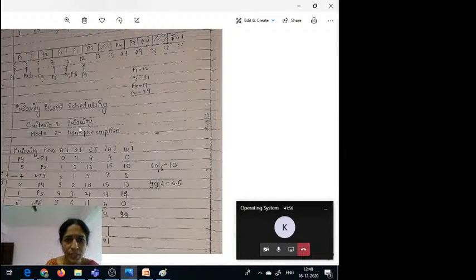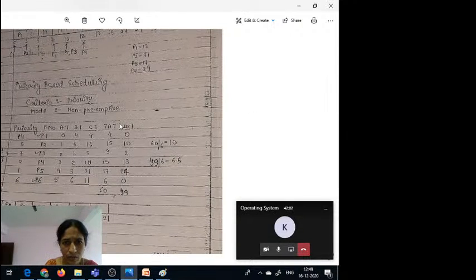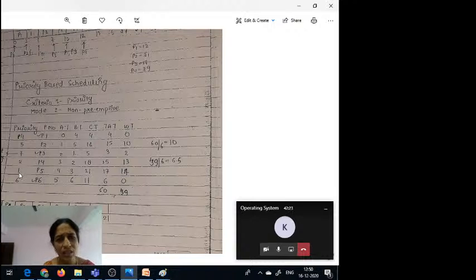Observe here, this is a non-preemptive version of priority scheduling. So in this case, the criteria is priority scheduling, and the mode is non-preemptive. Here observe, these are the priorities. Earlier, the smallest integer meant highest priority. That means in this case, the highest priority was the highest number.